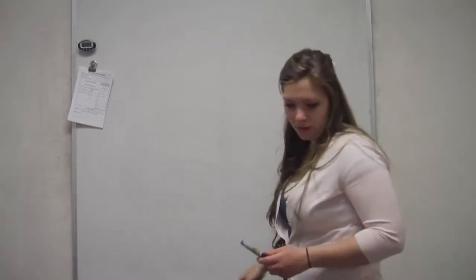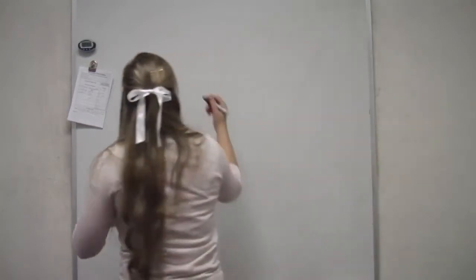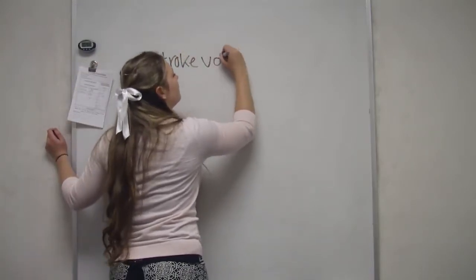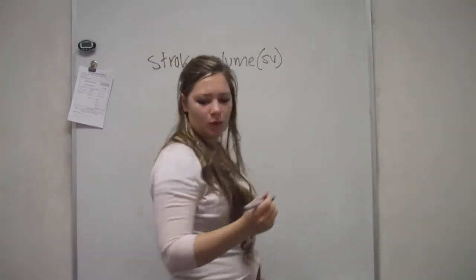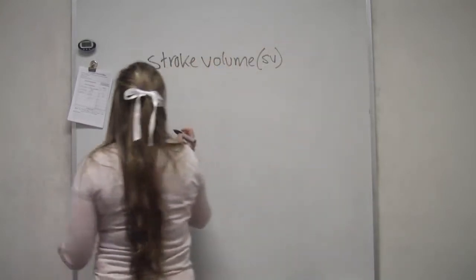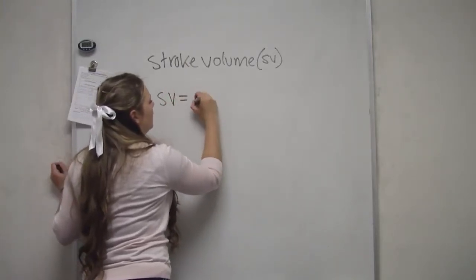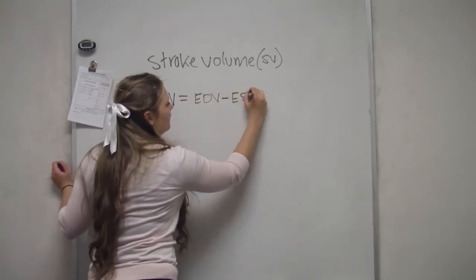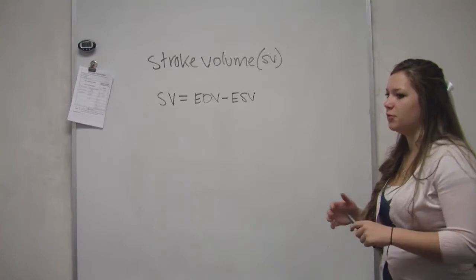is it's called your stroke volume. So your stroke volume is going to be your EDV minus your ESV. So stroke volume equals EDV minus ESV. Basically what it wants to know is how much blood is being pumped.